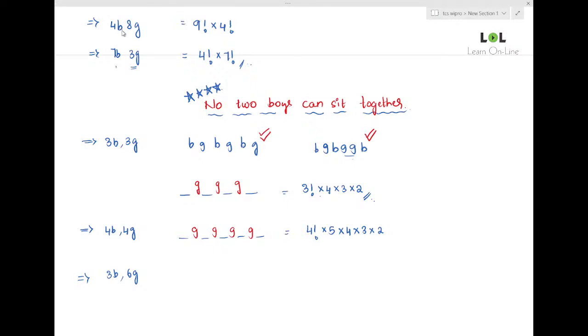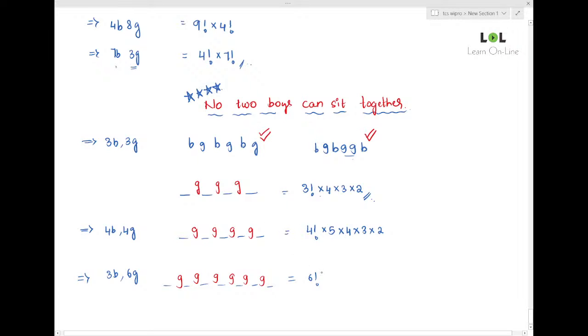Understand carefully. First, what do we do? We arrange girls. 6 girls we can arrange first. Okay. So what happens here again? 6 girls can be arranged in 6 factorial ways. Now we create the places between them. How many places? 7 places will be there.